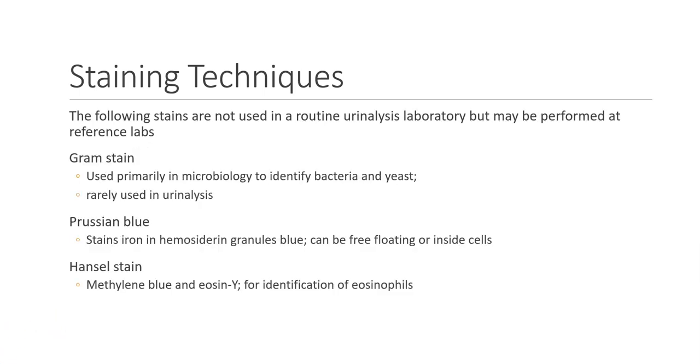The following stains are not used in routine urinalysis laboratories but may be performed at reference labs. The Gram stain is used primarily in microbiology to identify bacteria and yeast. It's rarely used in urinalysis. Prussian blue stains iron and hemosiderin granules blue. These can be either free-floating or inside the cells. And the Hansel stain is a methylene blue and eosin for identification of eosinophils.